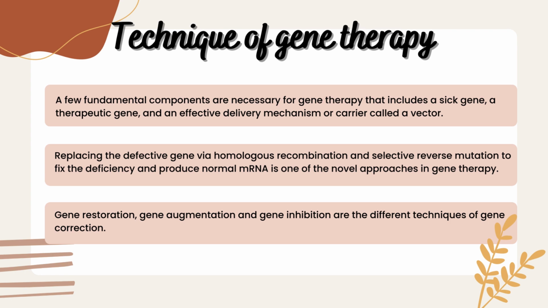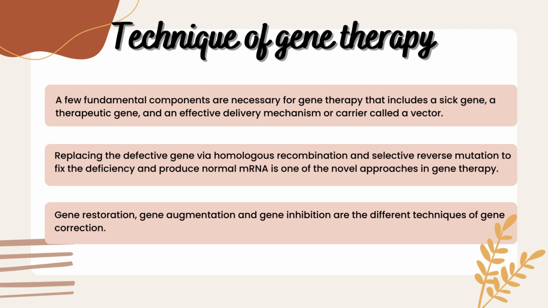The viral vectors are modified in such a way, replacing the defective gene via homologous recombination and selective reverse mutation to fix the deficiency and produce normal mRNA, is one of the novel approaches in gene therapy. Gene restoration, gene augmentation, and gene inhibition are the three different techniques of gene correction. Gene restoration is done when there's a small point mutation, by the DNA or RNA chimeric molecule.